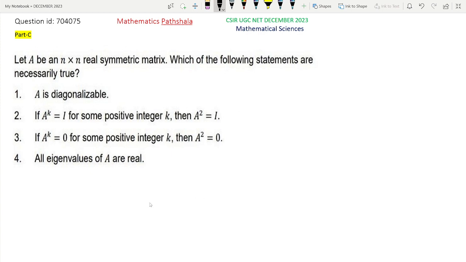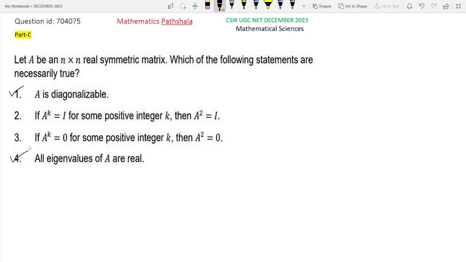So now we have a standard result that every symmetric matrix is diagonalizable and the eigenvalues of a symmetric matrix are all real. So by this standard result, option 1 and option 4 are the correct options because A is a real symmetric matrix. So A is diagonalizable and all eigenvalues of A are real. So now we consider option 2 and option 3. See, here A is diagonalizable.